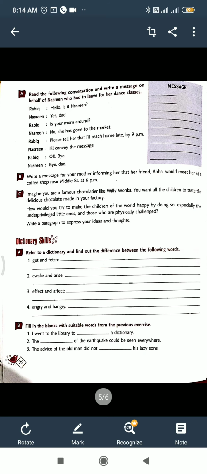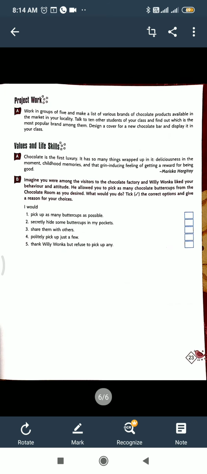Okay. Now, next page, project work. Work in groups of five and make a list of the various brands of chocolate products available in the market and in your locality. Talk to 10 other students of your class and find out which is the most popular brand among them, and design a cover for a new chocolate bar. Okay. This work I will give you in the summer vacation homework. Don't do this time.